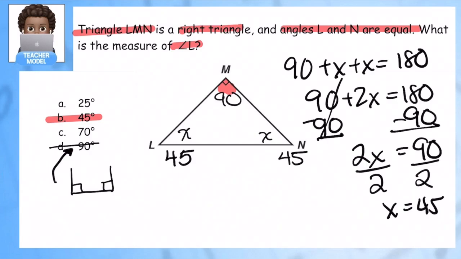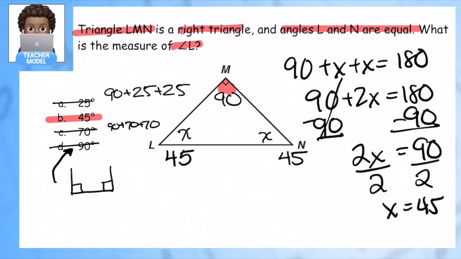So how could they have gotten 70? What could have happened to get 70? Or to get 25? 90 plus 70 and 70, that would not have made sense. That would have been too big. And the same thing, 90 plus 25 plus 25, that would have been too small. So neither of those make sense.